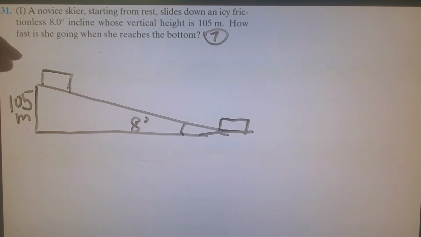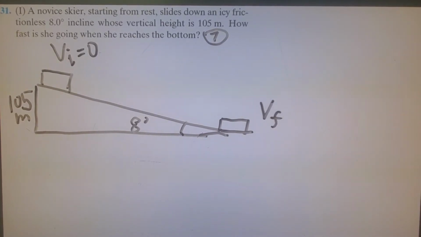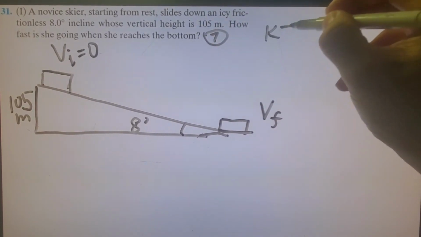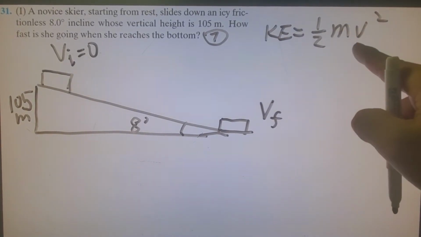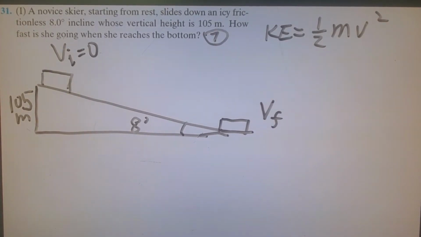Okay, so at the beginning, it's not moving. So V initial is equal to 0. Over here, we're looking for what V final is. So this problem has to do with the conservation of energy. When it is on top over here, what is the kinetic energy? Velocity equal to 0, kinetic energy is equal to half mv squared. When v is 0, the kinetic energy is 0. So at the beginning, initially, the kinetic energy is 0.